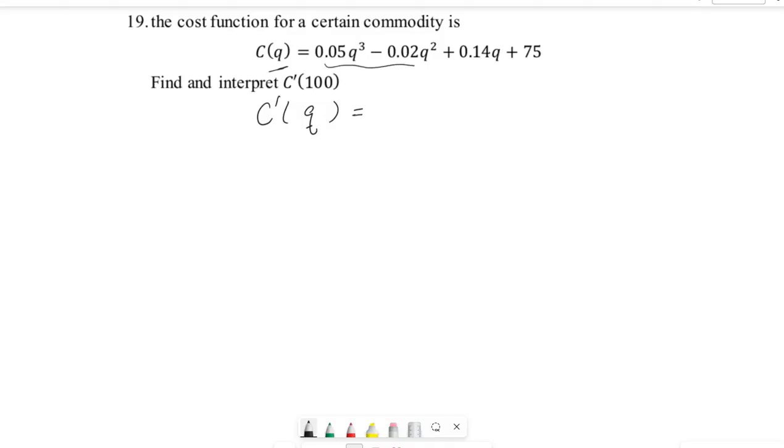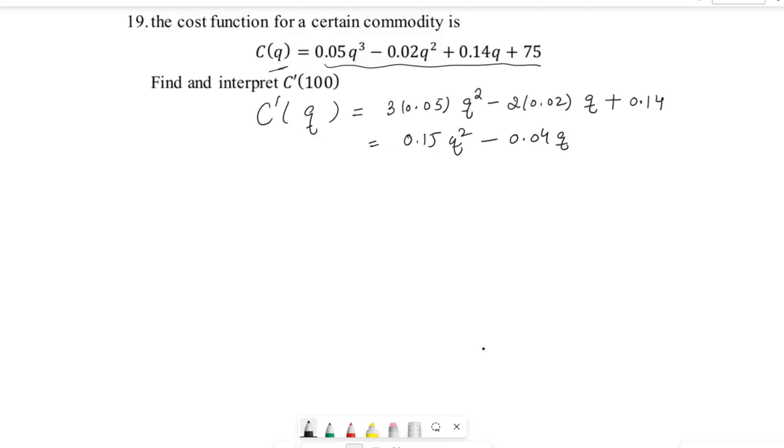This is a very complicated looking function, but basically this can be done using the power rule. 3 comes down, multiplies with 0.5, power 1 less, minus 2 comes down, multiplies with 0.02, power 1 less, plus the derivative of q is just 1, so only this will be left, plus the derivative of 75 is 0. So this is 0.15 q square minus 0.04 q plus 0.14.